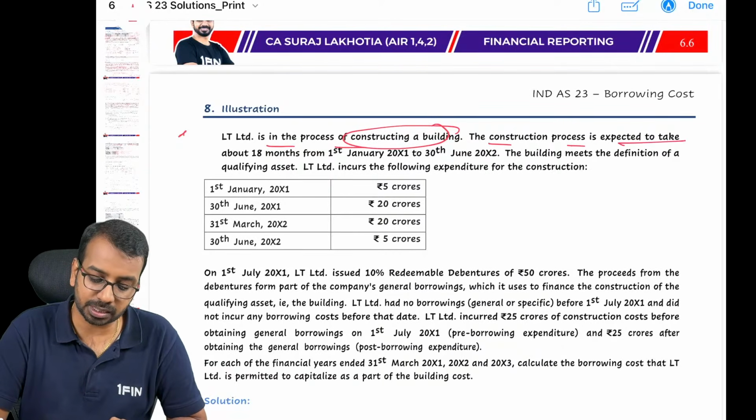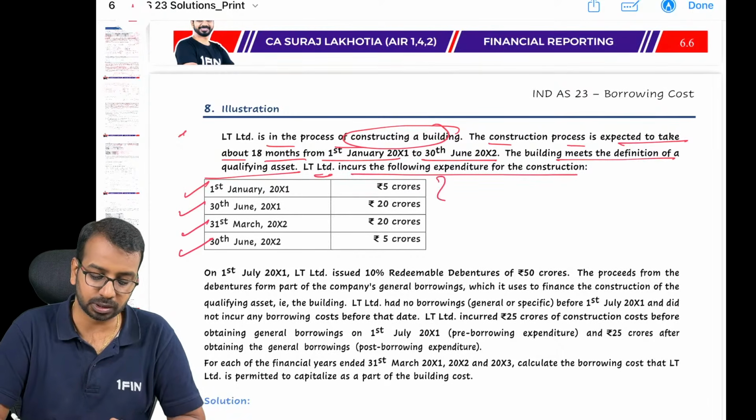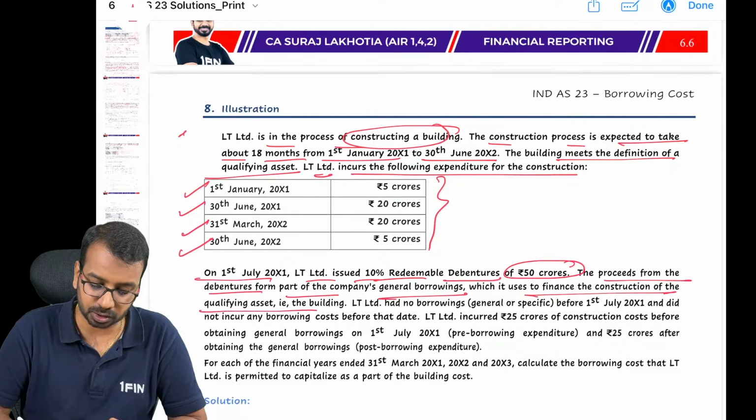The construction process is expected to take about 18 months, from 1st of January till 30th of June. The building meets the definition of a qualifying asset. They incur the following expenditure: 1st January, 30th June, 31st March and 30th of June. These are the expenditure. On 1st of July, LT issued 10% redeemable debentures of 50 crores. Proceeds from the debentures are part of general borrowing, which is used to finance the construction of the asset. They had no borrowing before 1st of July.